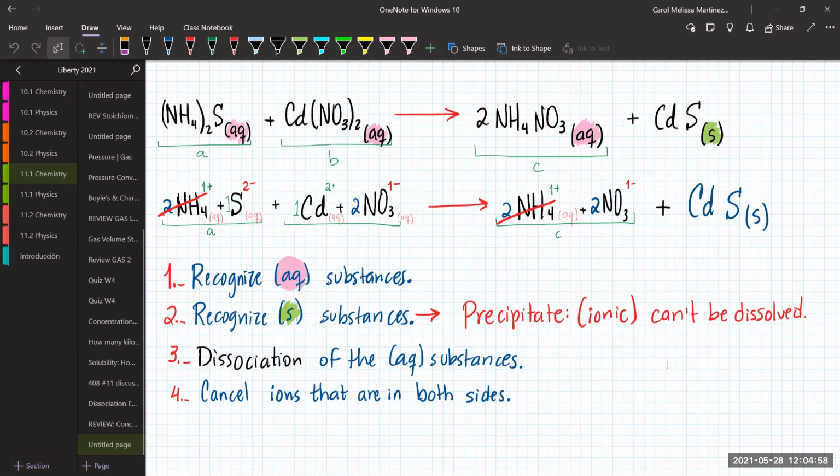Nitrate is here and is also here, and both have the same coefficient. That means that we can cancel it. Now, what happens after we cancel those ions that are in both sides? Question: can we cancel cadmium? Can we cancel sulfur? Can they be cancelled? Yes or no?